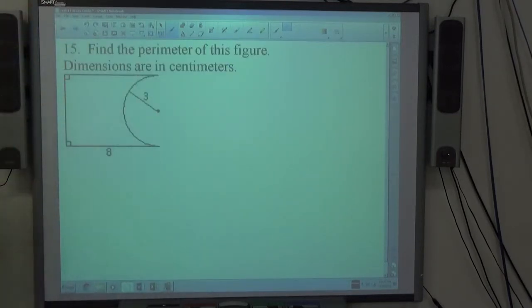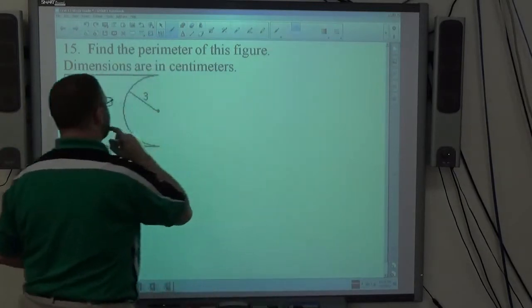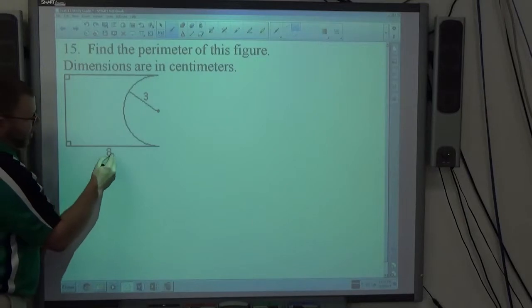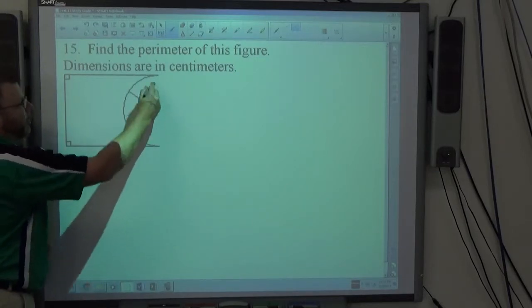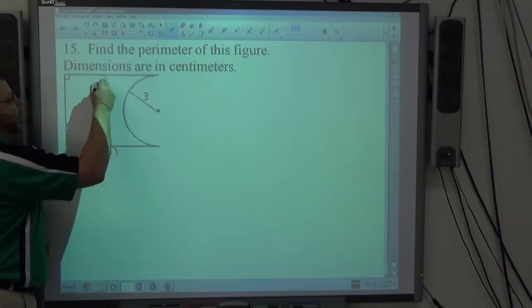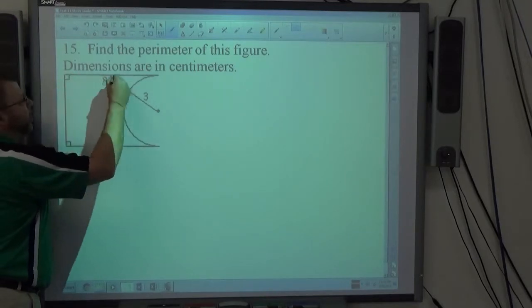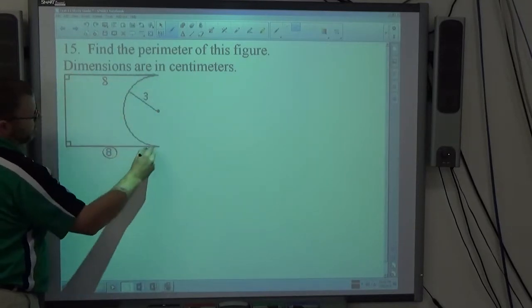Okay, final problem. Probably the easiest problem on the test. It comes from like lesson 4, I think. But it's also one that's frequently missed by students because they start overthinking things. First off, this is 8. This is a rectangle, so this is also 8 up here. So these two dimensions are equal.